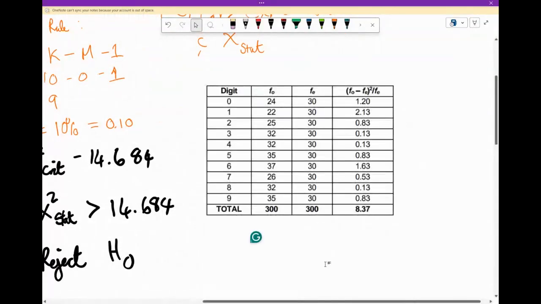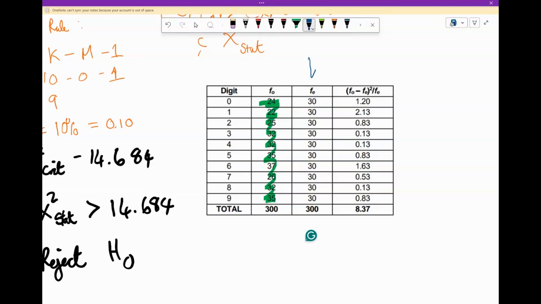Okay. So here, these are observed. They gave us these. We need to calculate these ones here. And we know the calculation for this FE is equal to what? How do we calculate that?